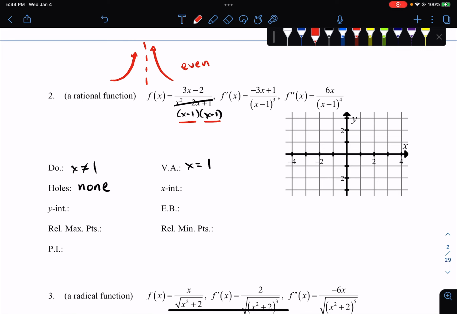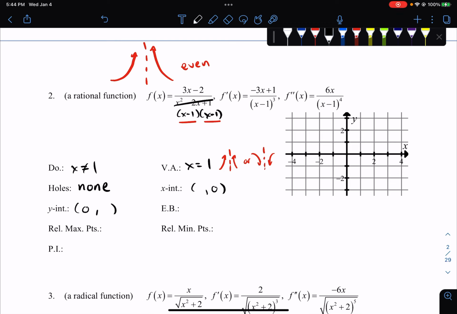So there is a vertical asymptote at x equals 1, and we know that it goes up and up, or it goes down and down as it approaches that asymptote, because there's two of them. X-intercepts. So what happens when y is 0? And for the y-intercept, what happens when x is 0? I'm going to check y first, the y-intercept, because plugging x in to be 0 is really easy to do.